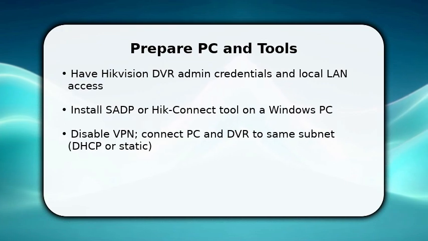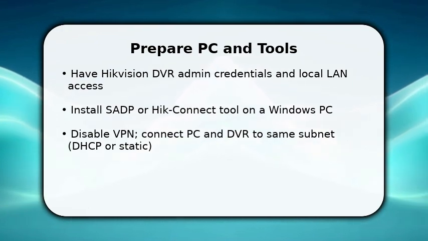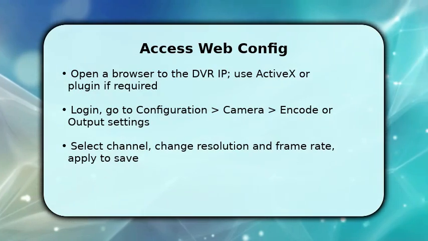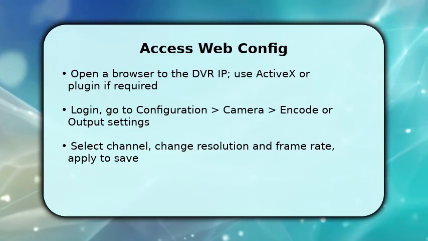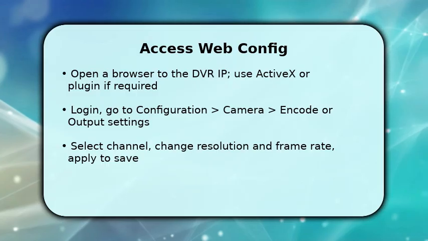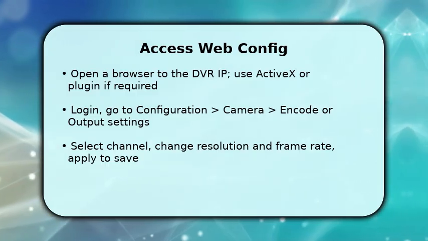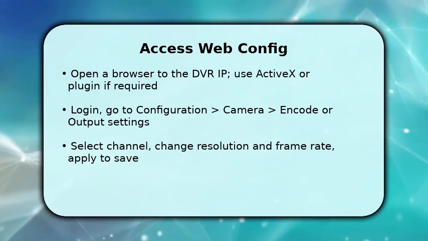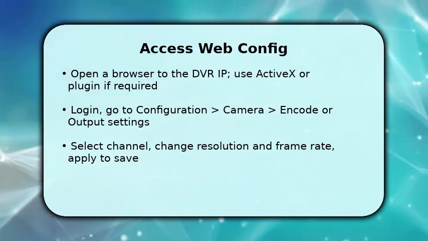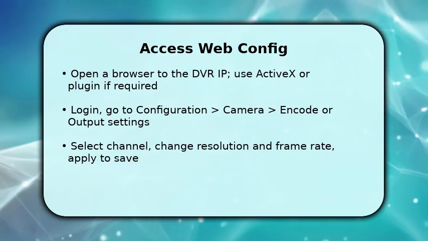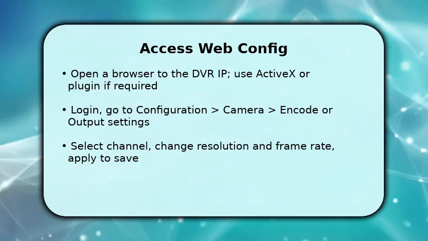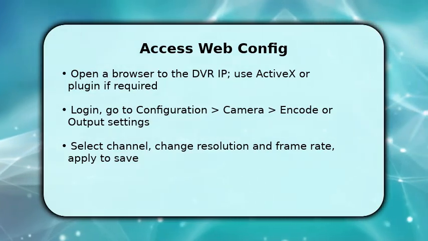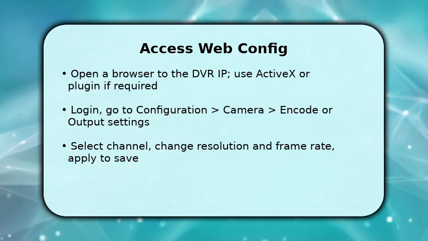You now access the DVR web interface to change resolution. In your browser, go to the DVR IP, install any required plugin, and log in. Navigate to Configuration, then Camera or Video/Encode settings. Choose the channel you want to adjust. Change the resolution drop-down from the current value to the desired setting and adjust bitrate or frame rate to match the new size so recording quality remains stable.